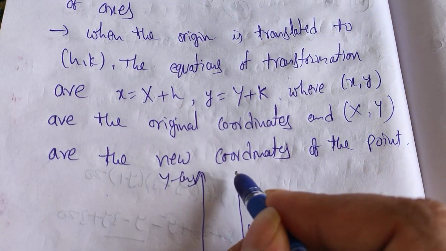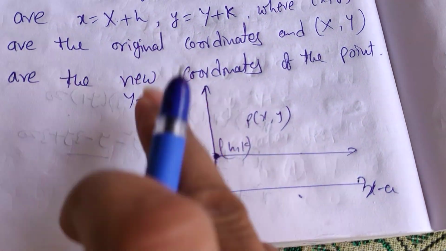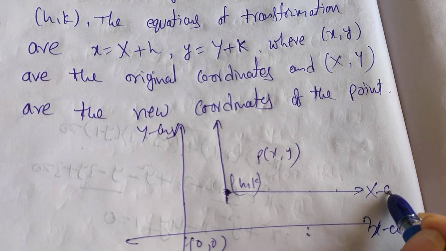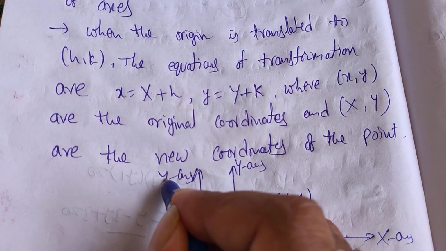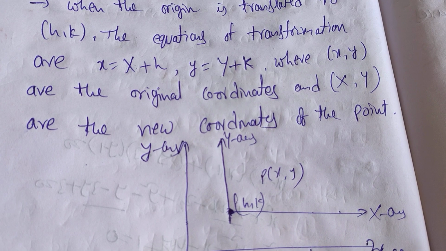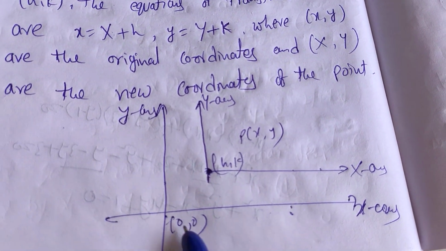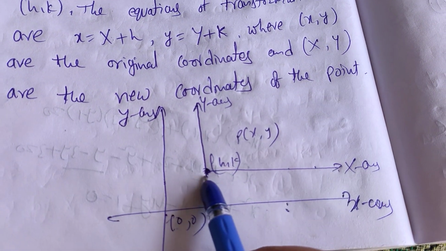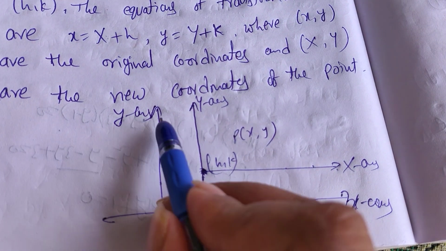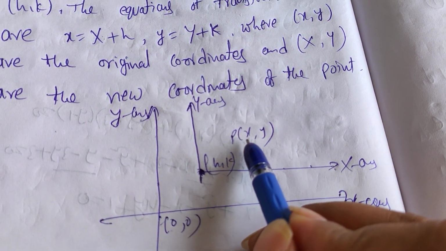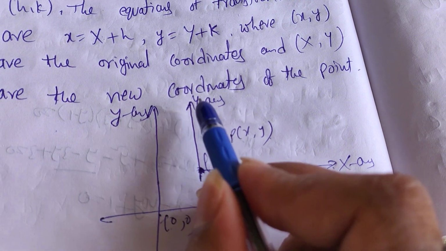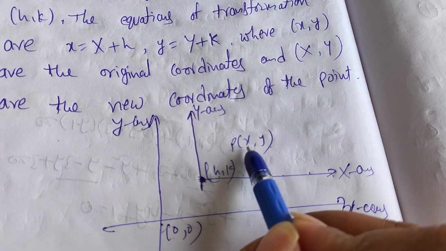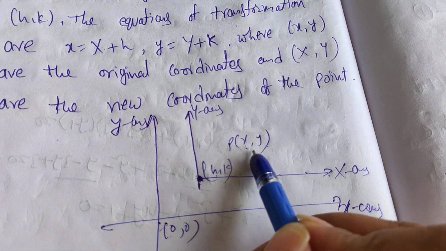Now this is our new coordinate axes, and this is the old coordinate axes: original coordinate axes and new coordinate axes. This is the capital X axis I am writing, this is the capital Y axis I am writing, and this is the small x and small y axes. See here, now when the origin is shifted to this point, according to these coordinate axes this is the origin. According to the old axes, this is the point P(x, y). According to the new coordinate axes, the coordinates of this point change.